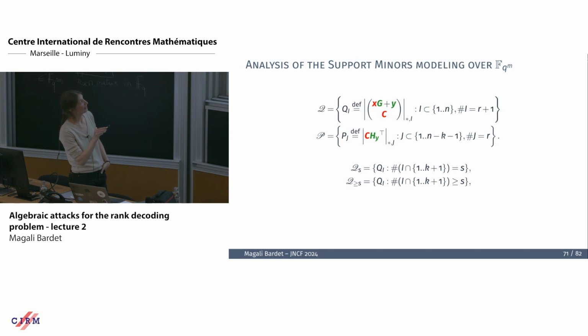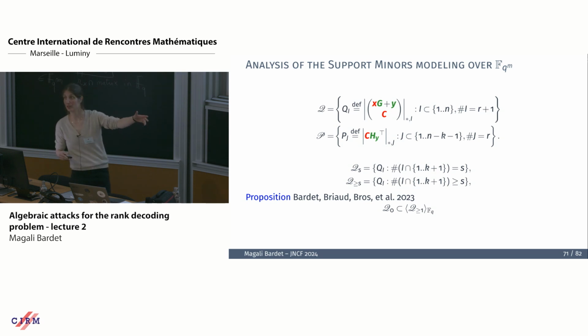So I take a set of r plus 1 coordinates between 1 and n. And I'm interested in the number of coordinates that belong to the first k plus 1 columns. And using that, we have a proof that if you take the minors with I that belong to the coordinates k plus 2 to n, so you avoid the minors that have a component in the first k plus 1 coordinates, then these equations are contained in the vector space generated by the others.